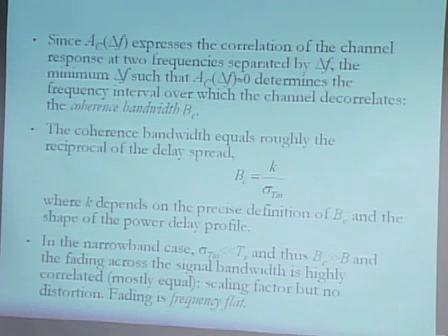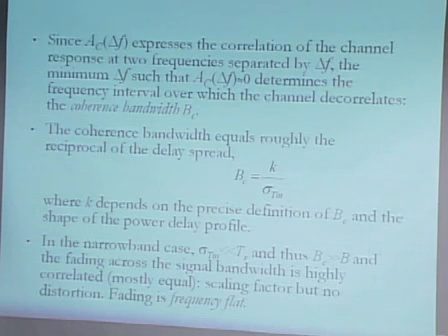Remember, it's the same argument we used before for the Bessel function. How far we have to go in time or in space, in this case in frequency, so that the correlation falls to 0. That's the frequency interval over which a channel is uncorrelated, and that's by definition the coherence bandwidth. Okay?